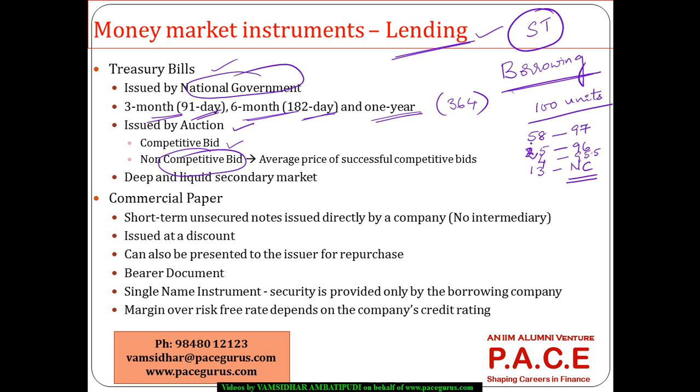Now, what will typically happen is these are the competitive bids. Different parties have quoted different amounts. They are ready to purchase it at 97.